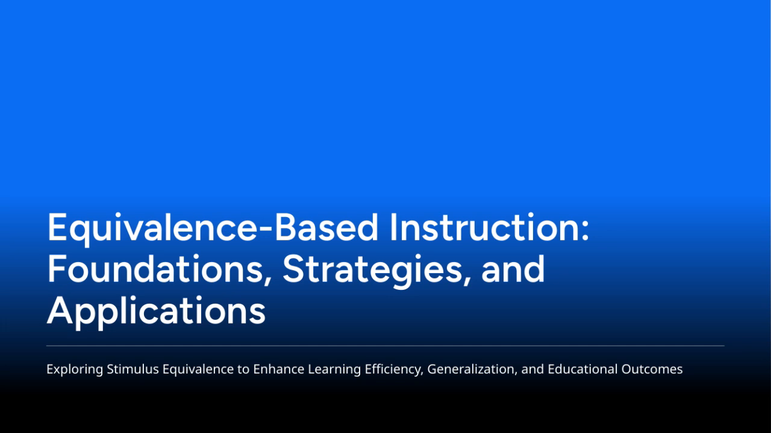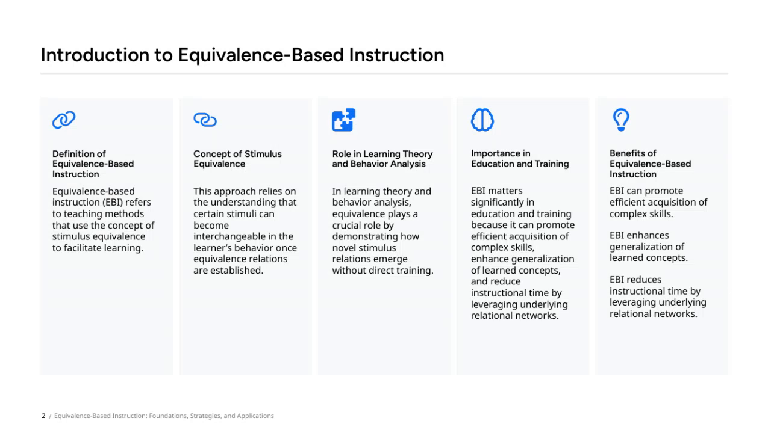Let's get started. Equivalence-based instruction, or EBI, is a teaching method that uses the idea of stimulus equivalence to help learners acquire new knowledge. Essentially, stimulus equivalence means that once a learner understands certain relationships between stimuli, those stimuli can become interchangeable in how they respond. This is a powerful concept in learning theory and behavior analysis because it shows us how new connections can emerge without the need for direct teaching of every single relation.